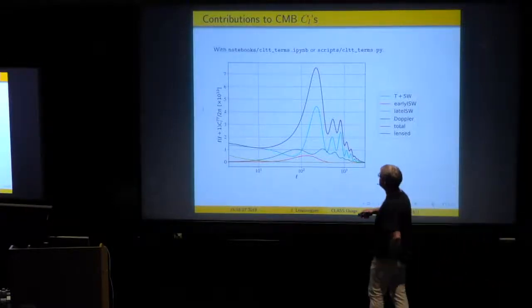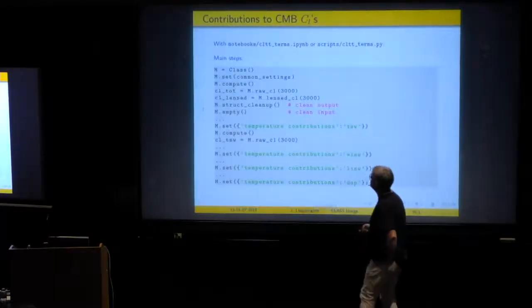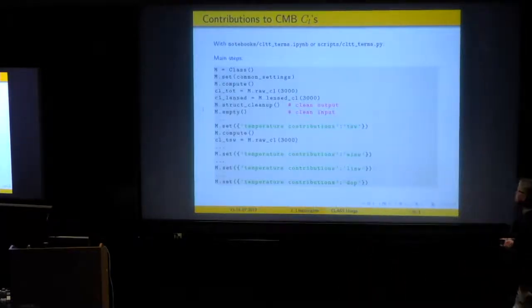Okay, so how do you plot this? You use an input variable, which is called temperature contributions. So as usual, I define a class, I set lambda CDM parameters, I compute, and first I'm going to compute the full CLs in their unlensed version and lensed version. So these two give me the red curve and the black curve in the previous slide.